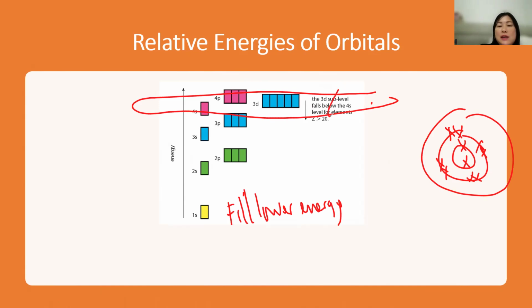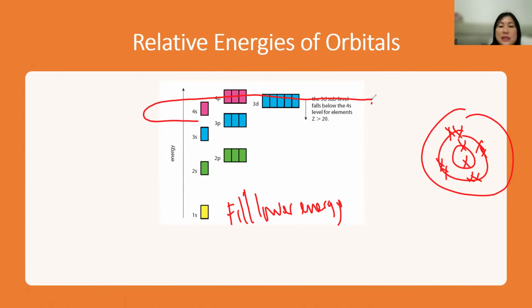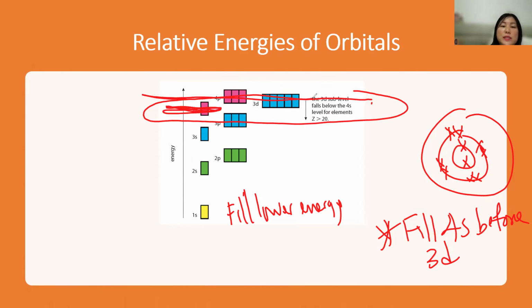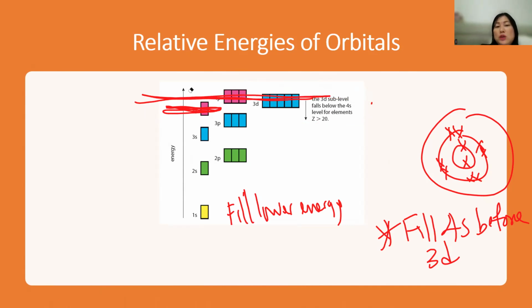So you'll find that I go according to that order and I reach a point whereby I'm seeing 4s before 3d. So just take note, when we are filling electrons, we must fill 4s before 3d. And the reason for that is because it's very clear that 4s is lower energy than 3d when it's empty. So when it's empty, you see 4s here, you see 3d here. So 4s is lower in energy than 3d when it's empty.